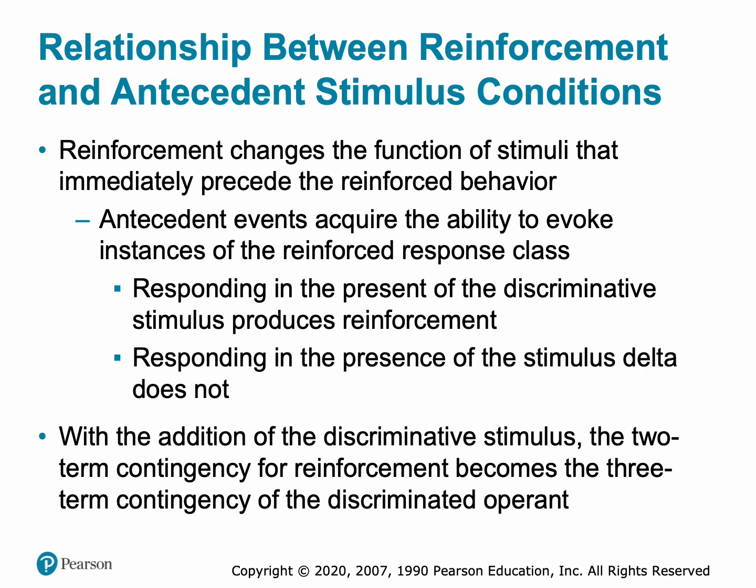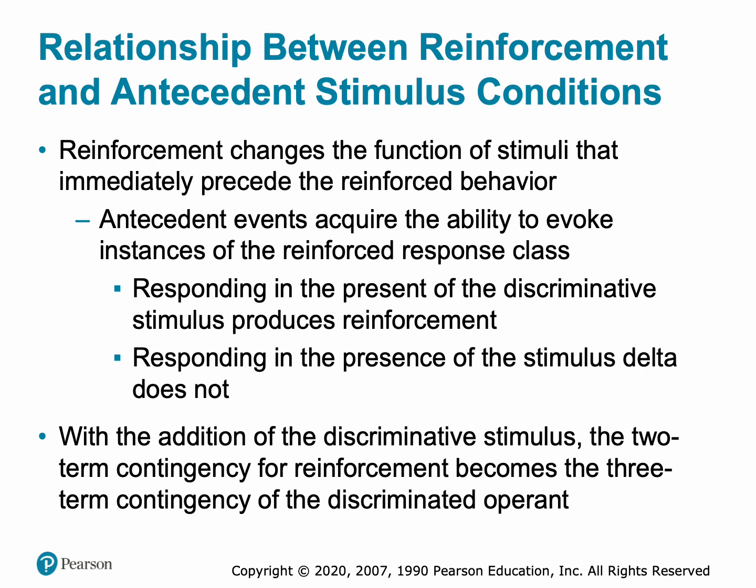So the SD is the open sign, which signals the availability of reinforcement, and the S delta is the closed sign. So reinforcement had the effect of making the open sign an SD, so like it gave it that function, right? And then the lack of reinforcement made it so that the closed sign functions as an S delta, which signals that there's no availability of reinforcement.